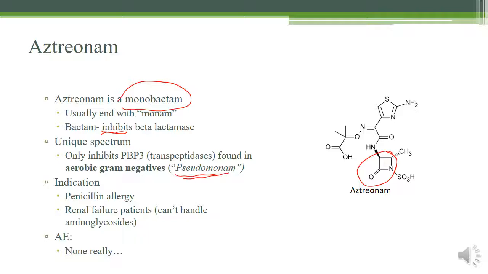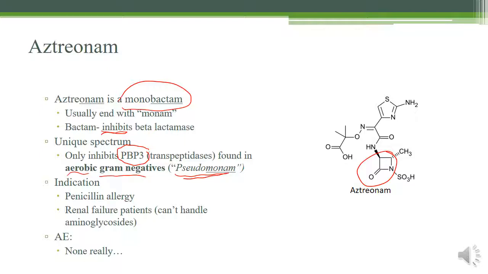And it only works for Pseudomonas because it really only works on the transpeptidases, or penicillin binding protein type 3. And this is only found in aerobic gram-negatives. Most gram-negatives are actually anaerobic. And the one aerobic gram-negative that we are really interested in medically is pretty much Pseudomonas.